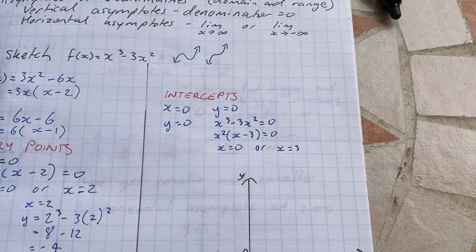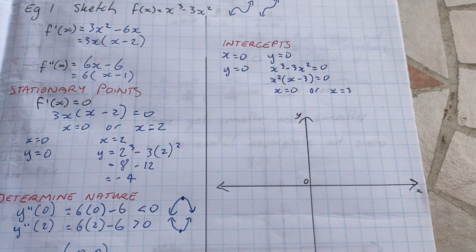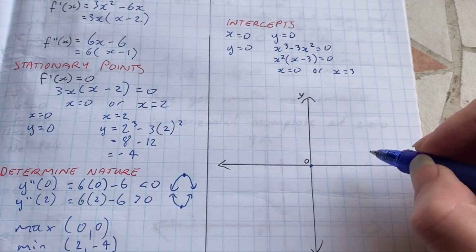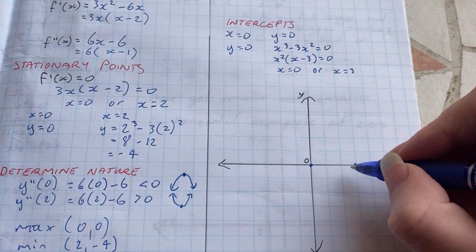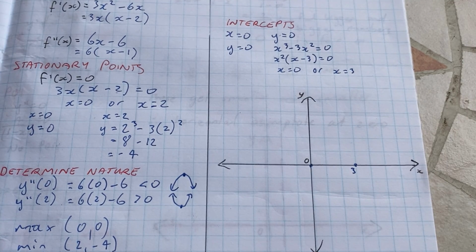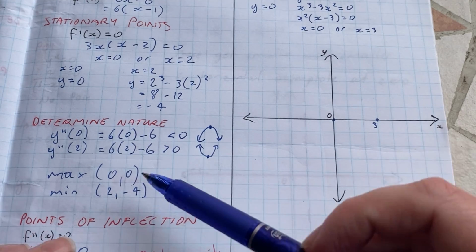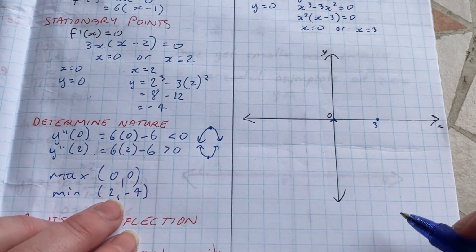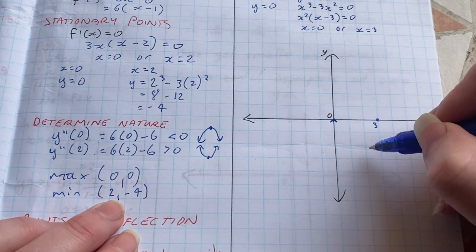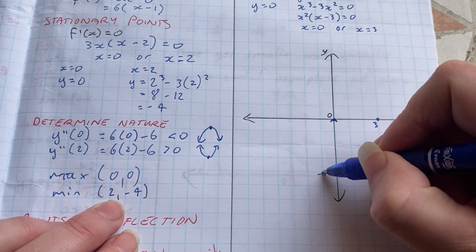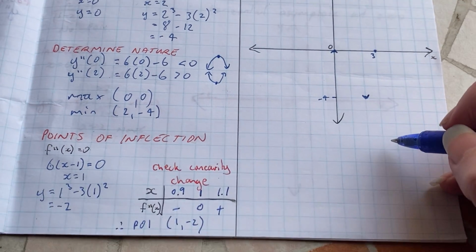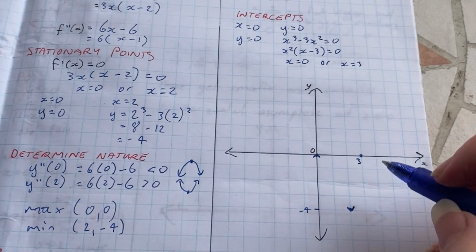Okay, so we need to put all of that information onto our graph. So I'm going to start by marking the intercepts. So we've got one at 0 and we've got one at 3. The next thing I'm going to do is mark the stationary points that we found. So we found a maximum here, that's a maximum that's already marked, and a minimum at (2, -4). So (2, -4) would be down here, and that's a minimum. Let's mark the point of inflection. So that was at (1, -2).